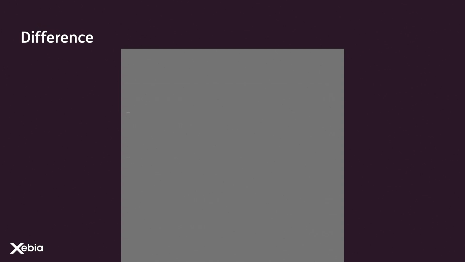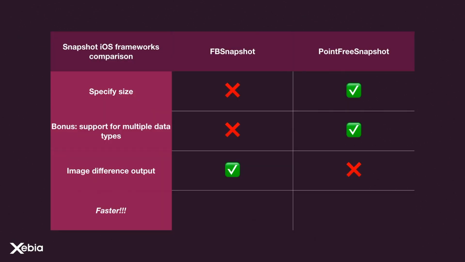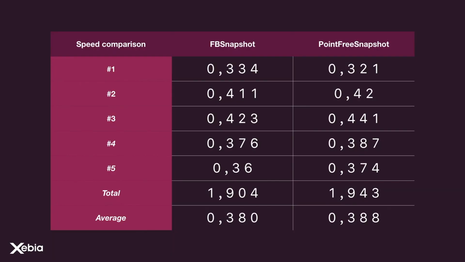Now if we want to go over the speed comparison, I created a bunch of tests and compared the same tests with the different frameworks. I ran these tests 5 times, measured the speed, and just listed the time it took for the same test. And what you see is that Facebook Snapshot is a little bit faster, but not significant. So it's not twice as fast or something.